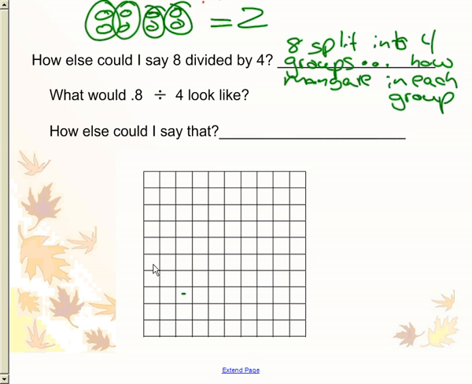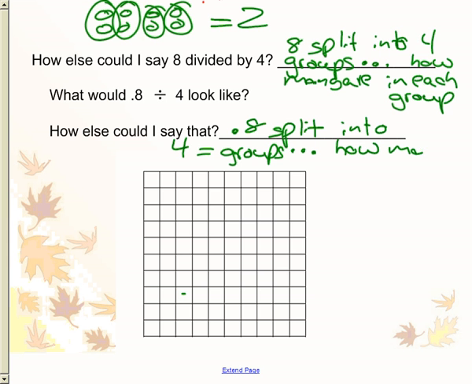Well, let's just take that a step further. So how about if I have 8/10 divided by 4? How else could we say that? Well, it's exactly the same, except we're going to start with 8/10 instead of 8 wholes. So how else could I say that? We'll say 8/10 split into 4 equal groups. If I do that, again, what we're asking is how many are in each group?